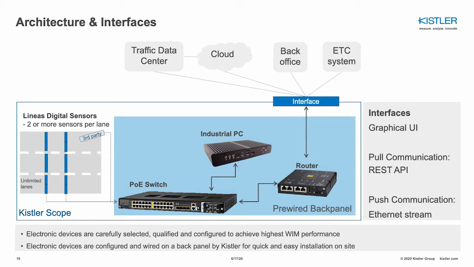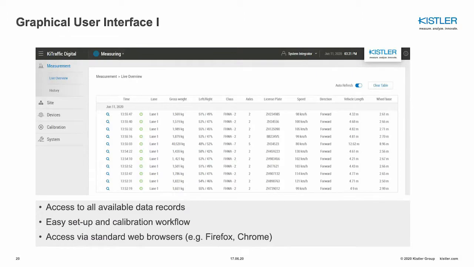On the one hand side, a graphical user interface is available to provide easy access to data and to the settings, and to make changes in settings and configurations and the commissioning by humans. The pull communication via the REST API and push via an Ethernet stream enables flexible integration into these higher level systems and to exchange the data from KiTraffic Digital to these systems. First, let's look at the graphical user interface.